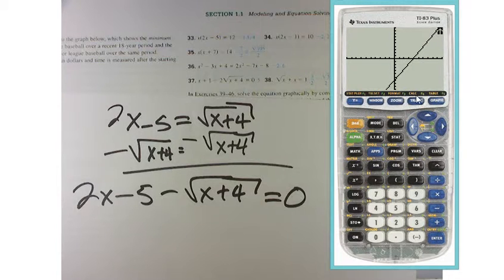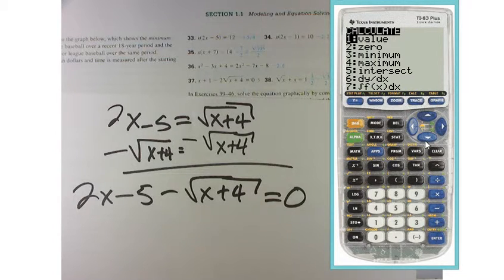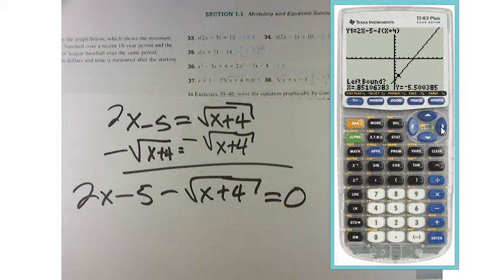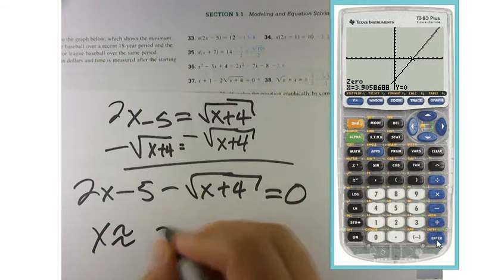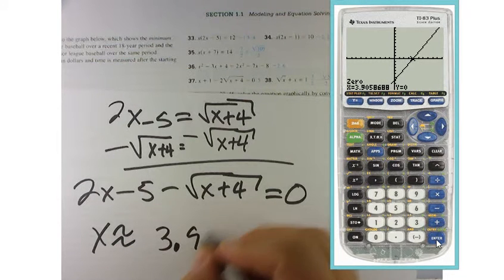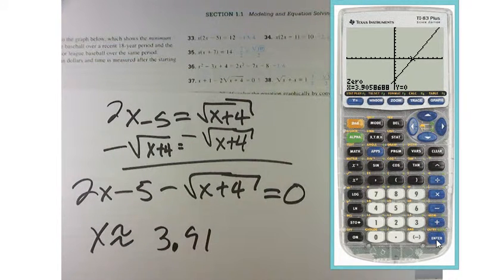So I hit second trace, and that'll bring me into the calculate menu, and I can find the zero this way. It says left bound, so I'm going to be a little bit to the left of the intersection. It says right bound, so I'll be a little bit to the right of the intersection. Then I'm going to go right smack dab in the middle, and it looks like x is approximately 3.91 is where this occurs.